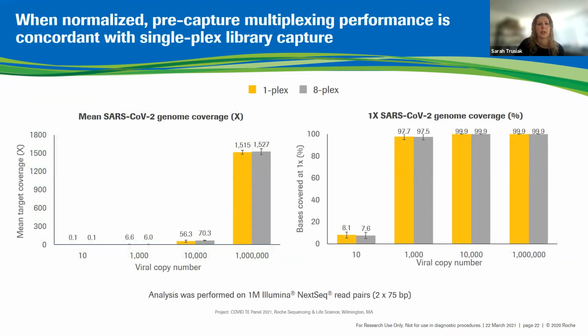But when we took our pre-capture multiplex samples and normalized the read coverage down to 1 million NextSeq read pairs across the data sets, we found that our sequencing and coverage results were nearly identical to, even a bit better with, our 8-plex multi-capture versus our single-plex. This is seen both in the mean SARS-CoV-2 genome coverage and our bases covered at 1x, the 8-plex in the gray and the single-plex for comparison in the yellow.